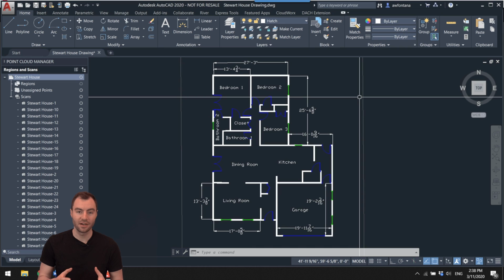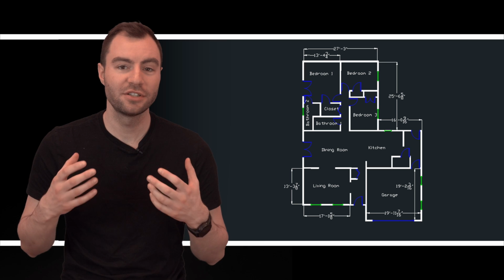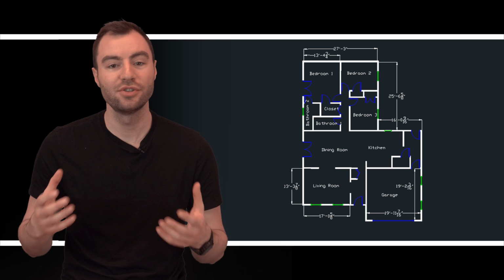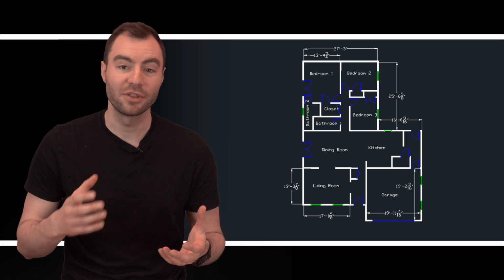So I just dimensioned out a couple key measurements and I changed the units to what the client wants. So now I can go ahead and plot this out or send it straight to the client. So this was the tutorial on how to create a basic 2D floor plan from a point cloud with AutoCAD.